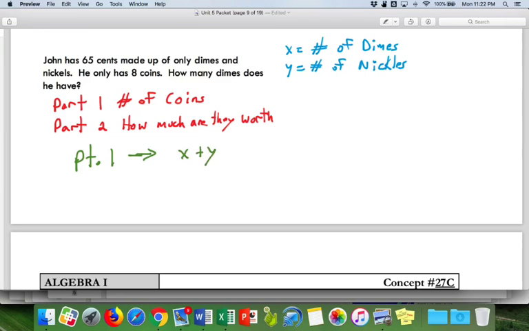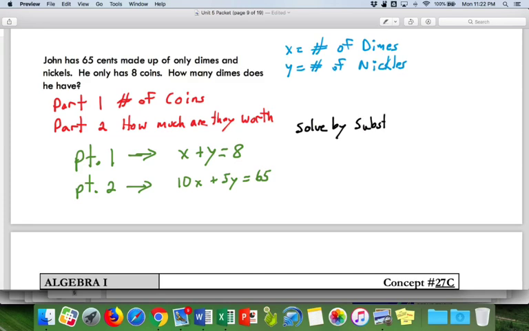So the first part, when we look at this, there's 2 coins. There's dimes and nickels, and it says he has 8 of those. So X plus Y equals 8. The second part, they're worth 65 cents. So how much is a dime worth? 10 cents. So 10 cents times the number of dimes, and 5 cents for a nickel. So 5 cents times the number of nickels equals your 65 cents.